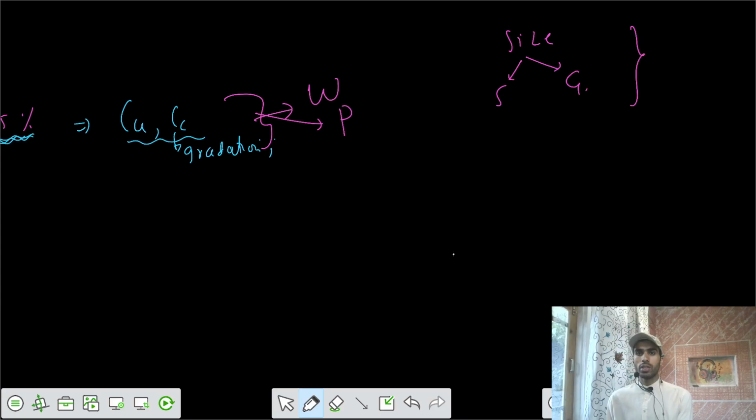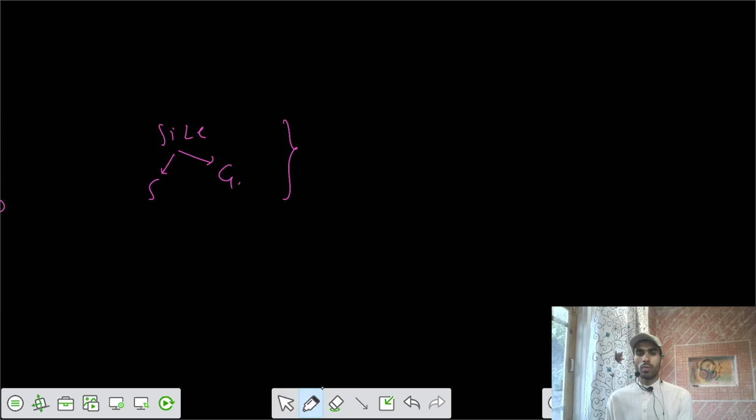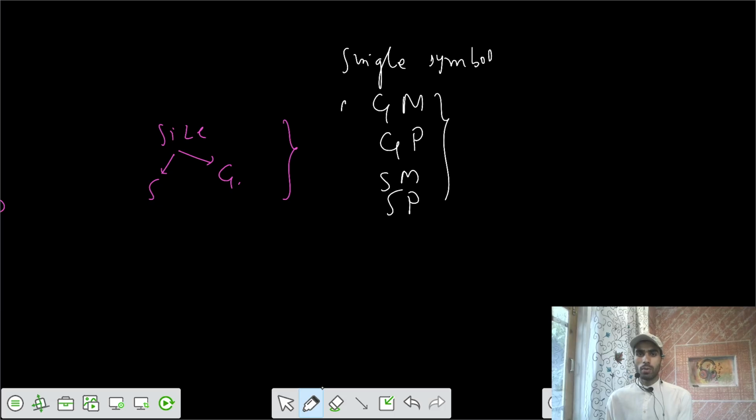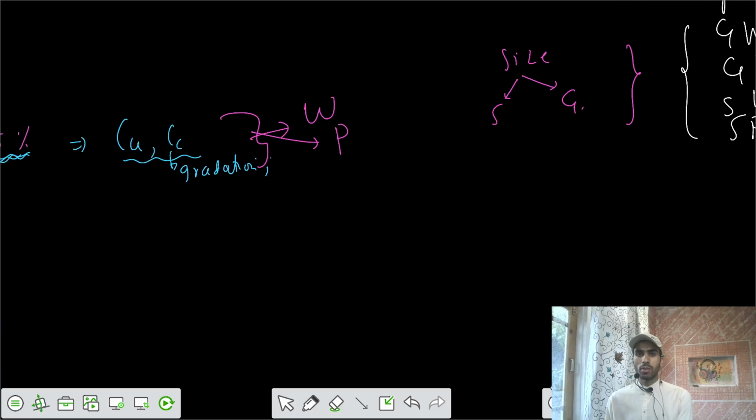So the final combinations are there. That is a single symbol, there is no dual symbol. It can be GW, GP, SW, or SP. So these four are possible: well graded gravel, poorly graded gravel, well graded sand, poorly graded sand.